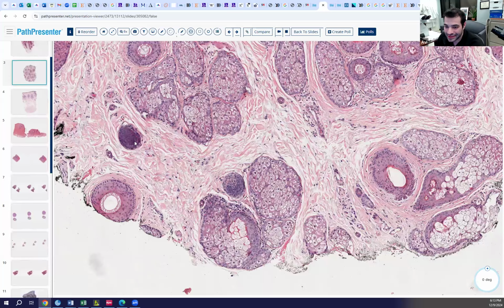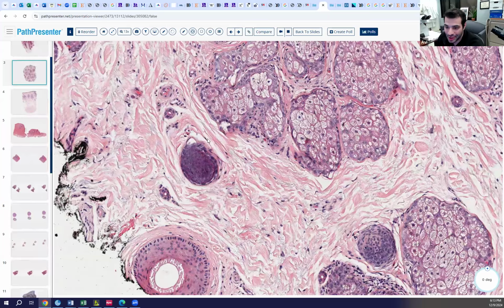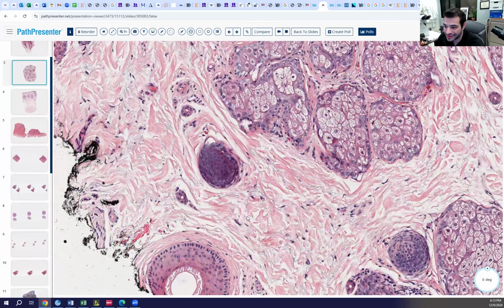Is this what we see in the infundibulum or isthmus? What are those, like Bellis hairs that you're...? No, these are like bulbar. We're getting to the bulb in some of these hairs here. Oh, okay.